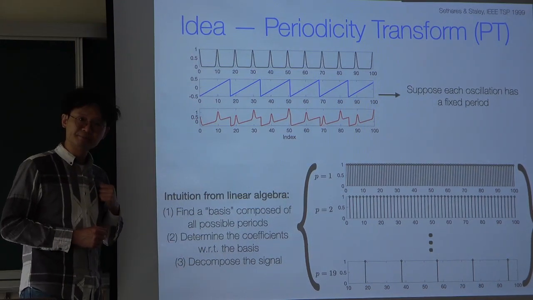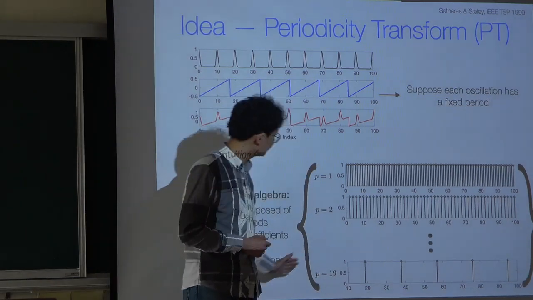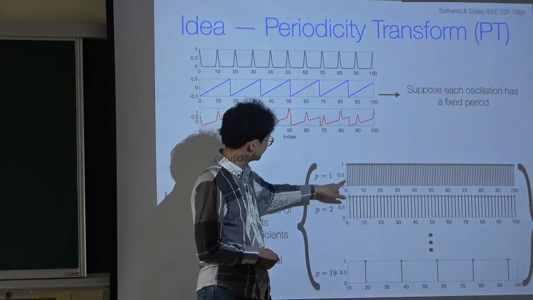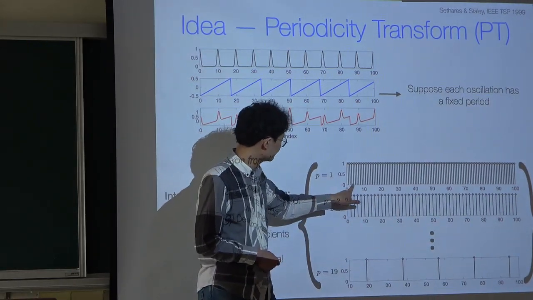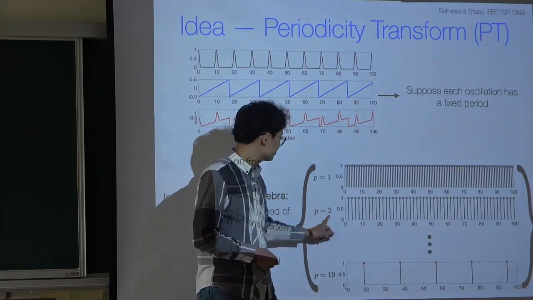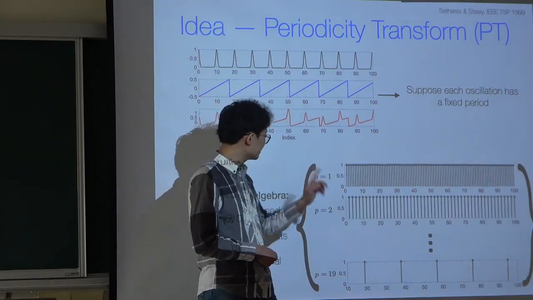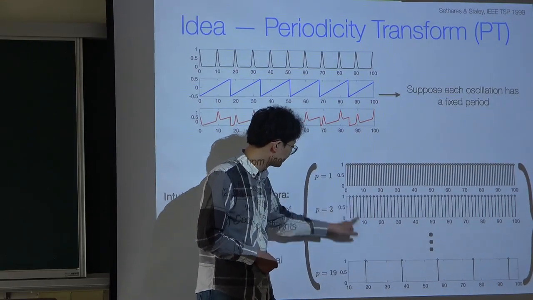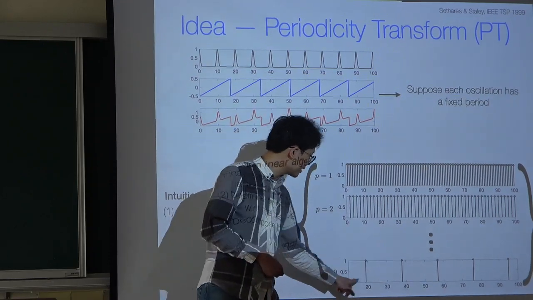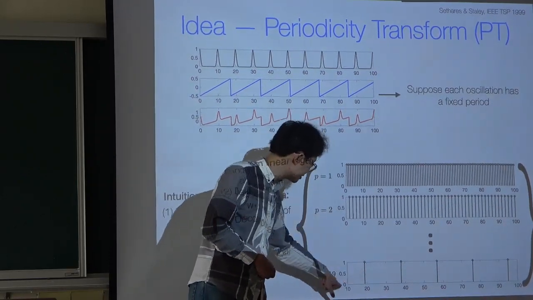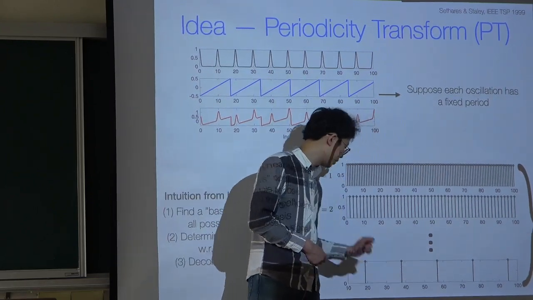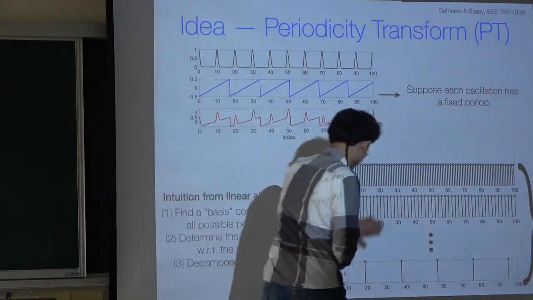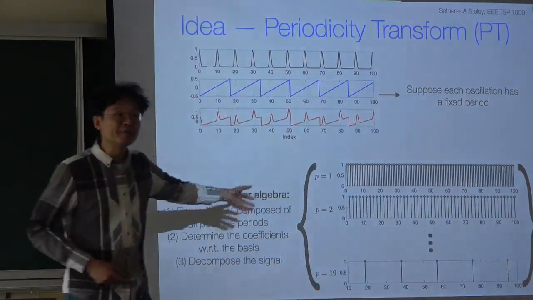Very simple idea. Suppose we are able to achieve a basis, and this basis will contain what? For example, this one has period 1. And this vector has period 2, so every 2 samples you have 1. And this is period 19: every 19 samples you have 1, and all the others are 0, and then at 38 you have 1, etc. Suppose that is what you collect. Will this be a basis?